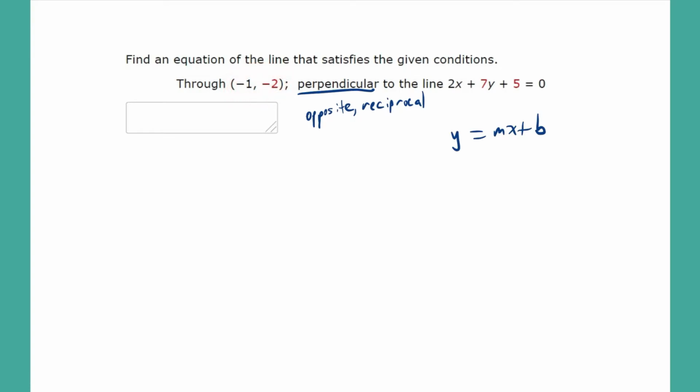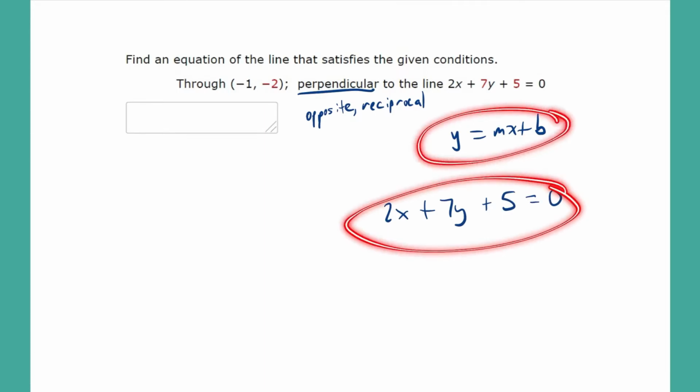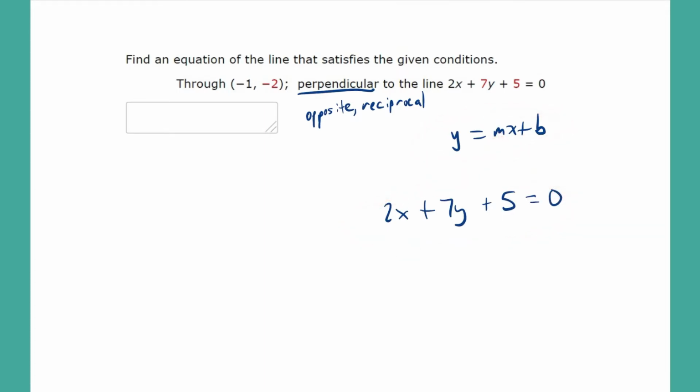So let's do that. 2x plus 7y plus 5 equals 0. If we write this equation in this form, we'll know what the slope is. So let's solve for y, and we would do that by subtracting 2x and subtracting 5 from both sides of the equation. And now we have 7y equals -2x minus 5.